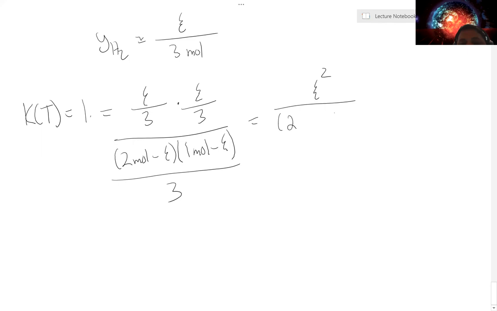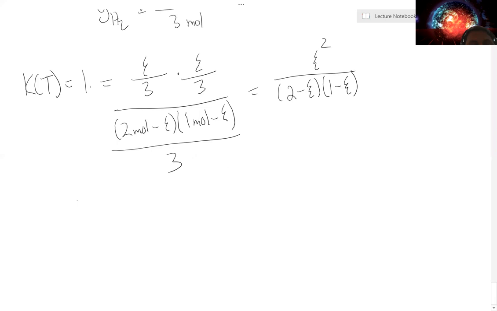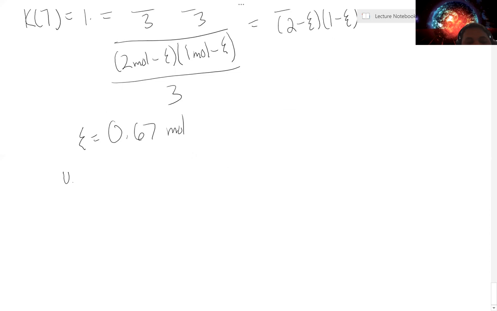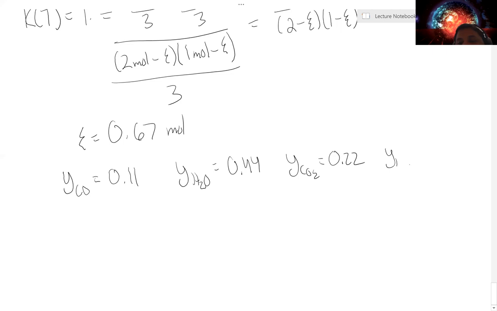So now I have one equation and one unknown, which means even though it's a quadratic, it can still be solved. And so if you solve this, we find that the extent of reaction is approximately 0.67 moles, which means the mole fractions in the output are 0.11 for H2O, 0.44 for CO2, 0.22 for CO, and for hydrogen, we also get 0.22, right?